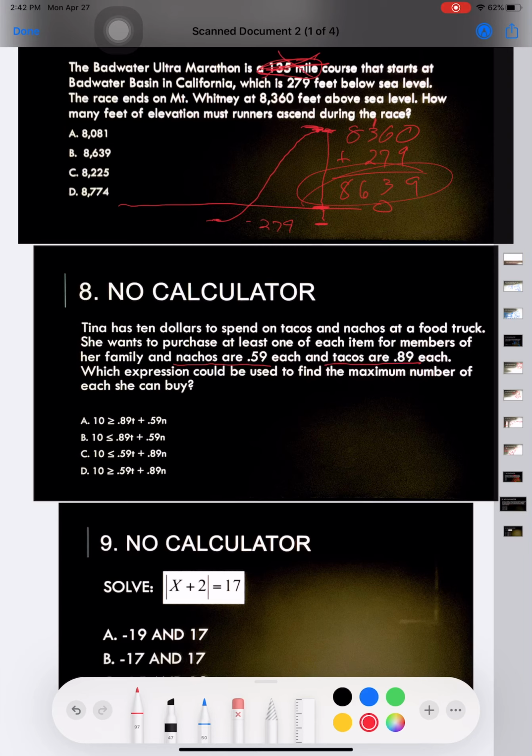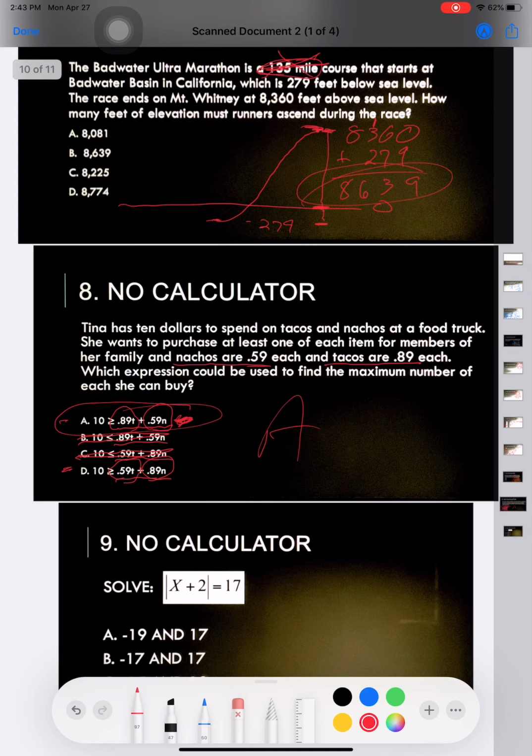So 10 has to be greater than or equal to, because this total on this side of the equation has to be less than 10 or equal to 10. So saying that this side is greater than 10, no. Saying that this side could be greater than 10, yet again, no. It has to be one of these, A or D, that say that 10 is greater than or equal to the total there. So the difference is 89 cents per taco, 59 cents per nacho, or 59 cents per taco, and 89 cents per taco. Nachos are 59, so 0.59 times N. Aha, there. So it's A.